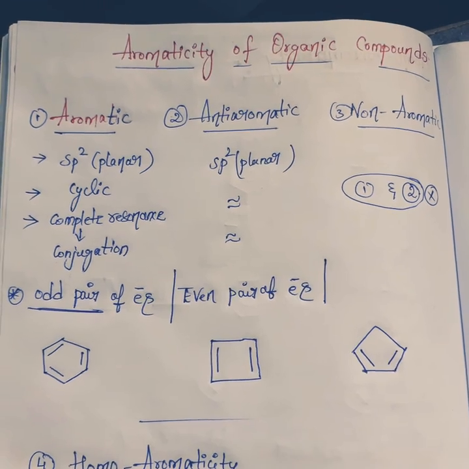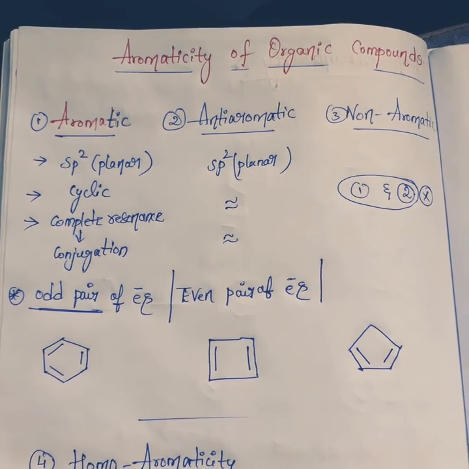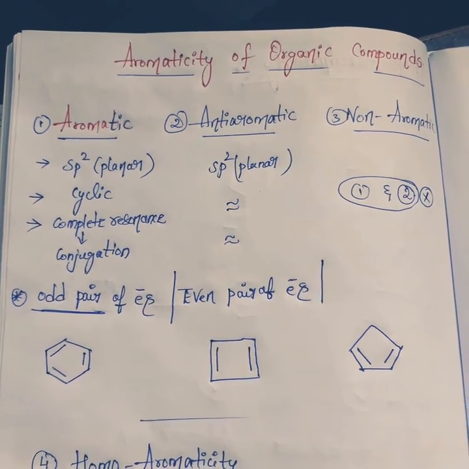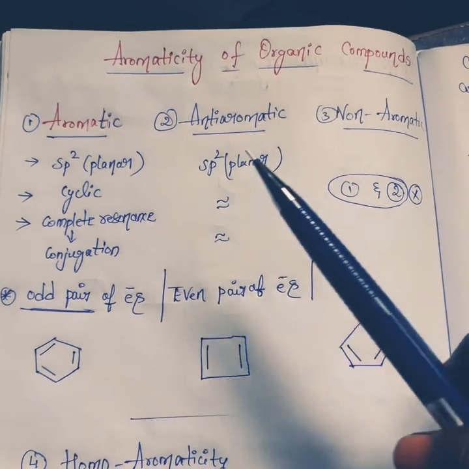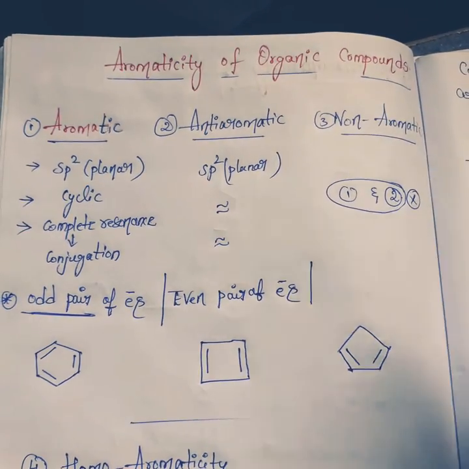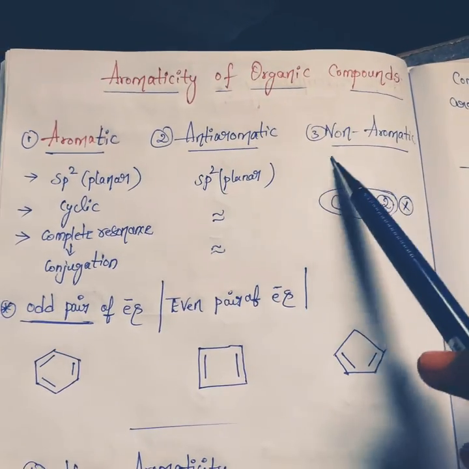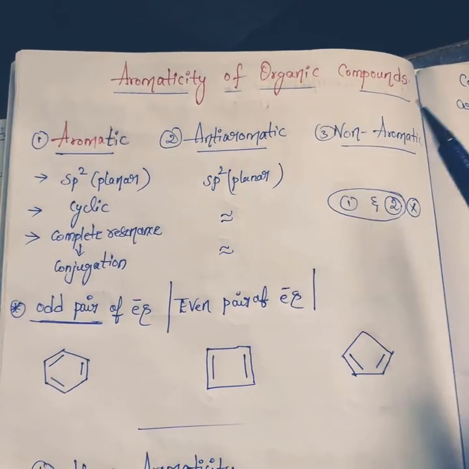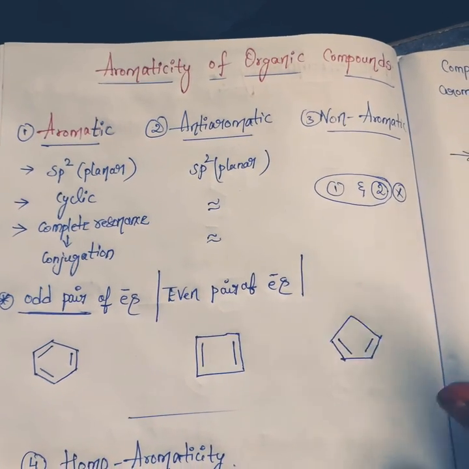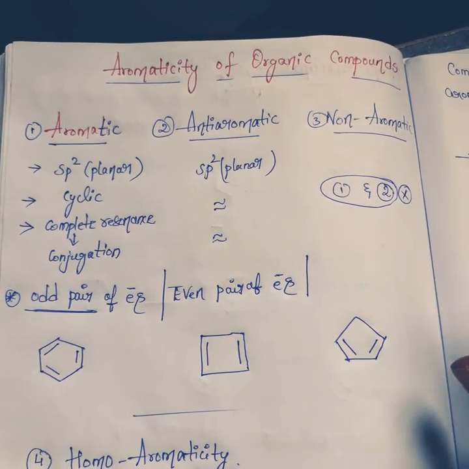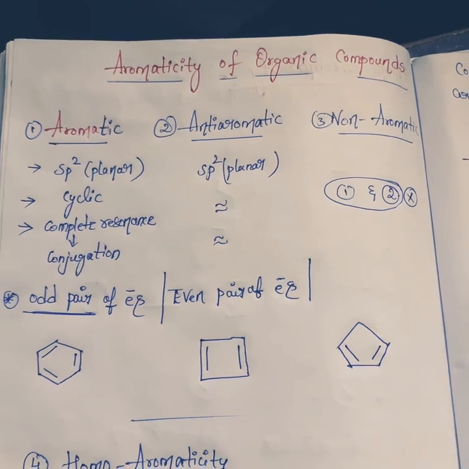Today in this session we are going to discuss the aromaticity of organic compounds. We are going to discuss aromatic, anti-aromatic, non-aromatic and homoaromatic. About these four things we are going to discuss in this session. Okay friends, let us start.